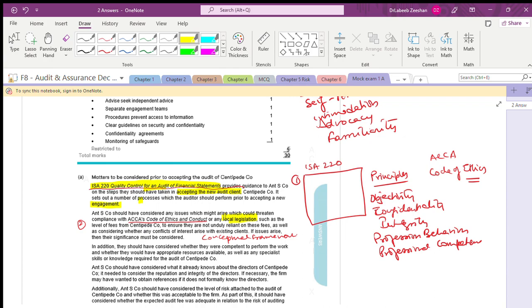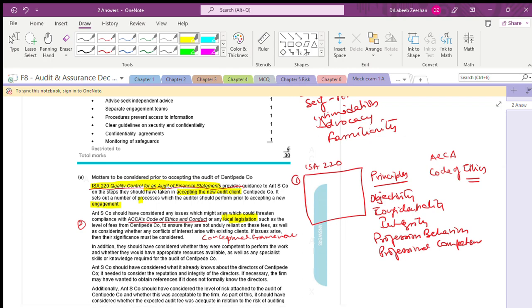Fee structure is very important. You should not exceed that fee structure. As well as whether any conflict of interest arises with existing clients. Conflict of interest means any familiarity, intimidation, familiarity. Most importantly, conflict of interest is familiarity. Or in some cases, it will be a self-interest also. Self-interest is related to money, fees.